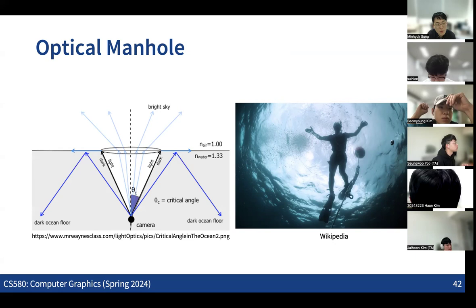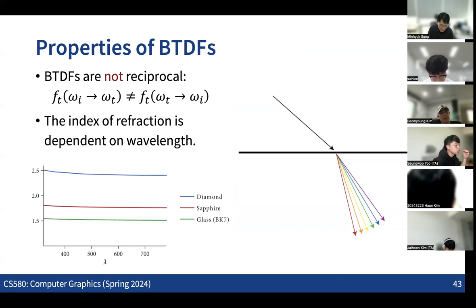And also, some of the properties of the BTDF, the bidirectional transmittance distribution function, is that BTDFs are basically not reciprocal anymore. Which means that when you flip the incoming and the outgoing direction, the ratio can change. This is quite obvious when you think about the properties of transmitters, right?